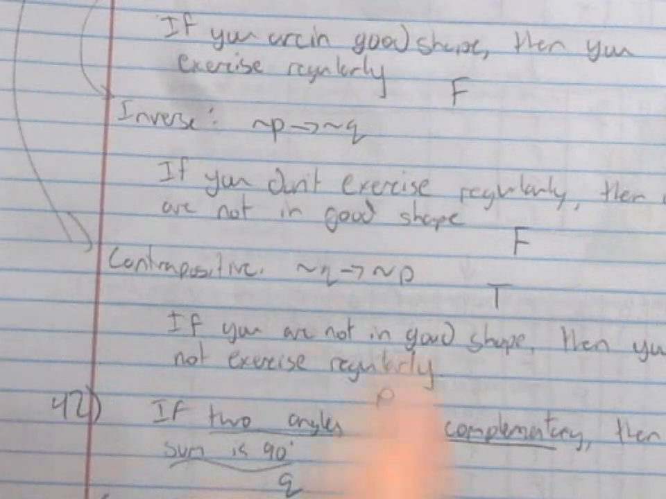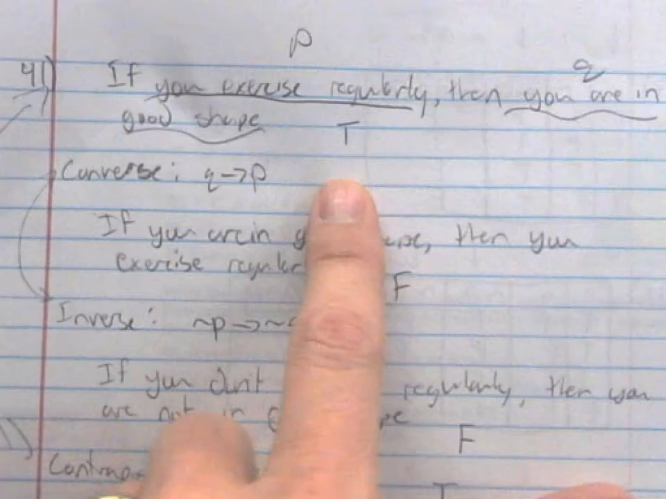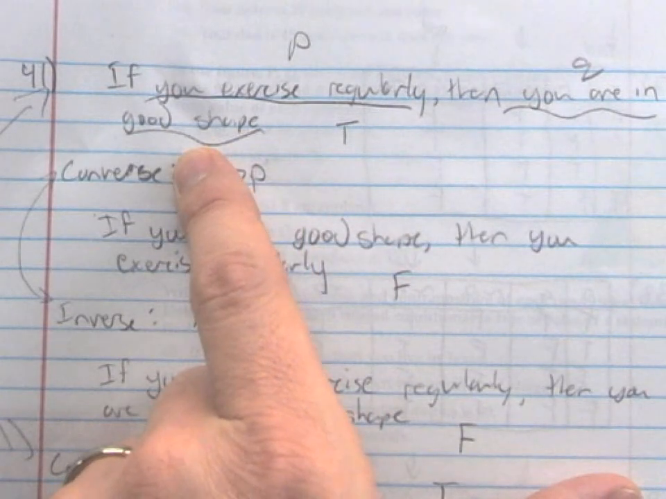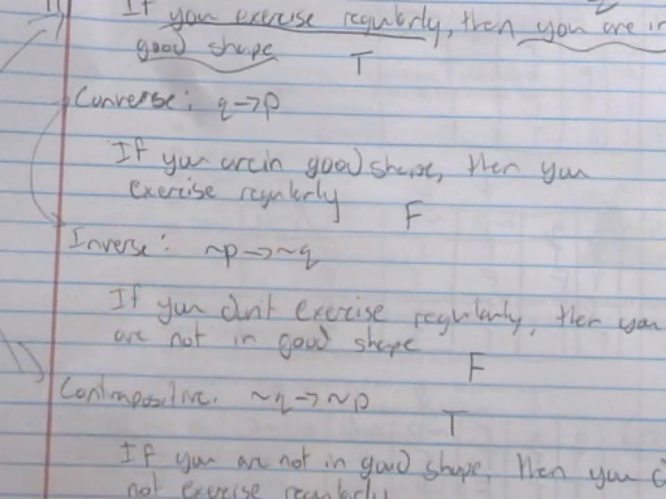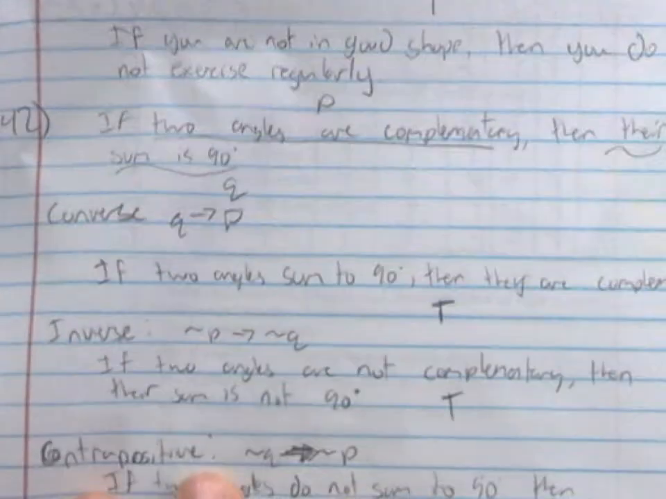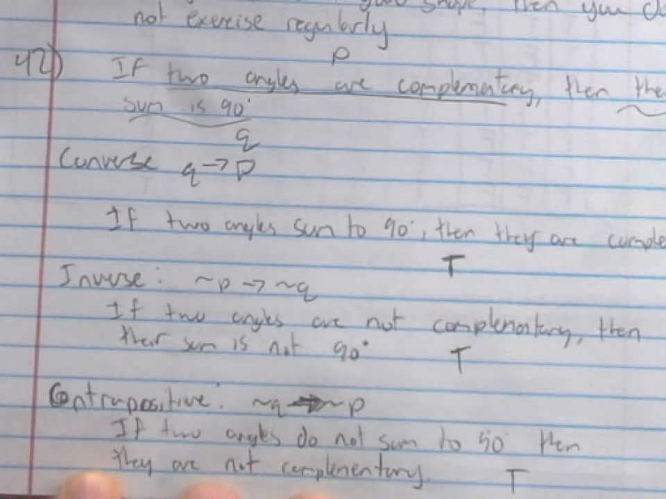And so you can see how not having precise definitions, like what does it mean to be in good shape, what does it mean to exercise regularly, not having those definitions makes our work here a little bit harder to do. When we have precise definitions, like we know what the definition of complementary is, then we can come up with true and false a lot easier.